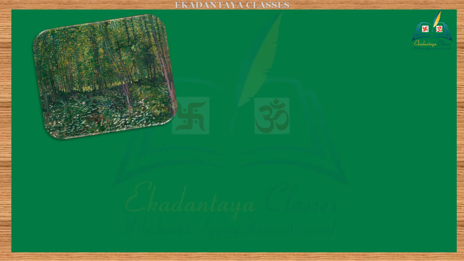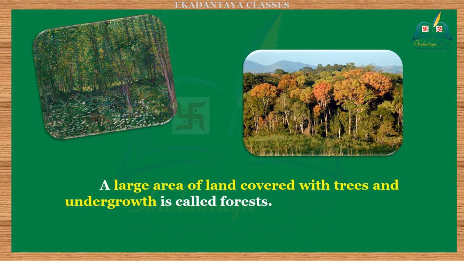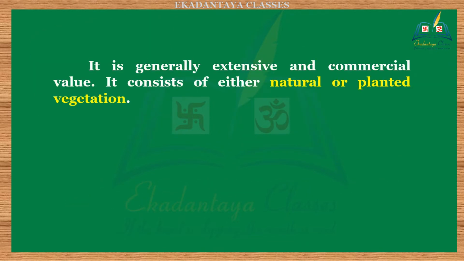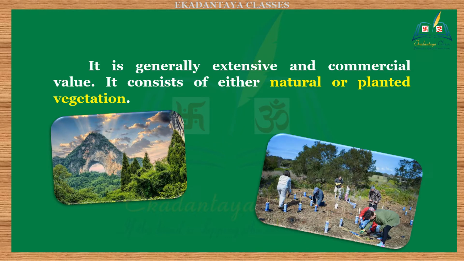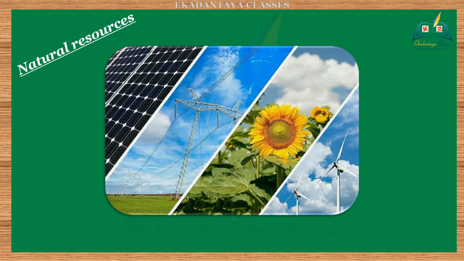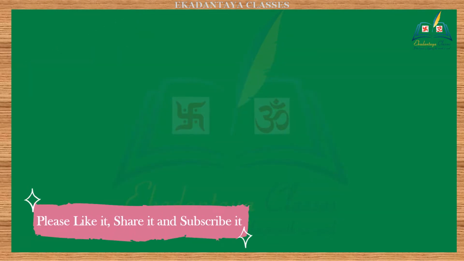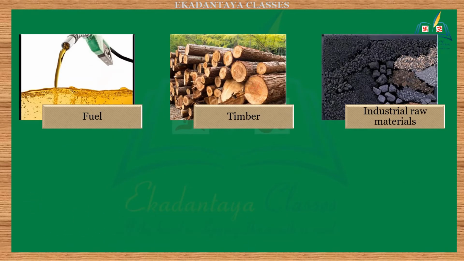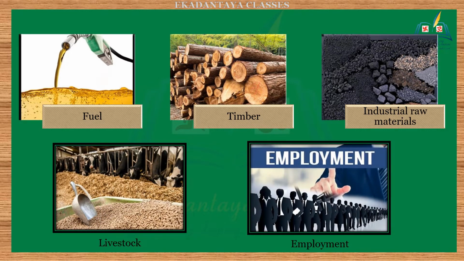Meaning and importance of forests. A large area of land covered with trees and undergrowth is called forests. It is generally of extensive commercial value. It consists of either natural or planted vegetation. Forests constitute one of the natural resources of India. Directly, they provide a large variety of woods which are used as fuel, timber and industrial raw materials. Forests provide fodder for livestock and employment opportunities for the people.